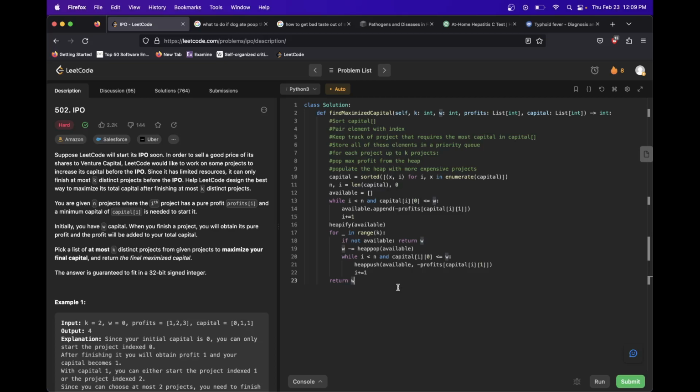So I'll pontificate for a moment about the takeaways for this, and then I'll call it. Once again, it's greedy because there's always one choice. It's always what's the thing that gives me the most profit that I have access to. And that's one way to think about why this is greedy and not dynamic programming.